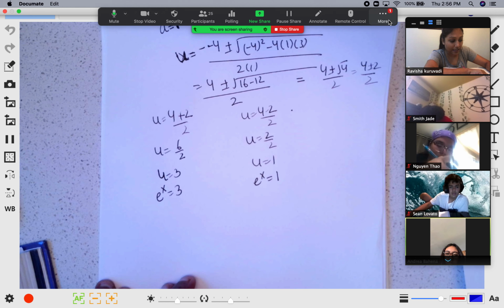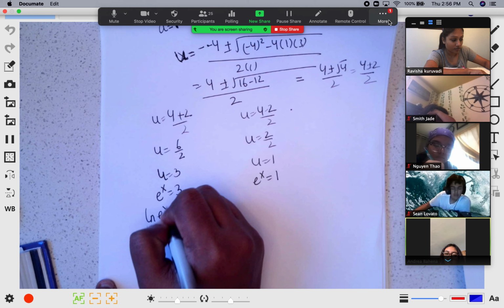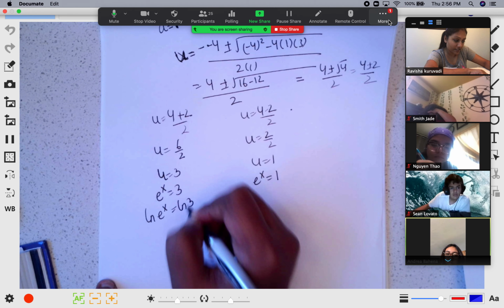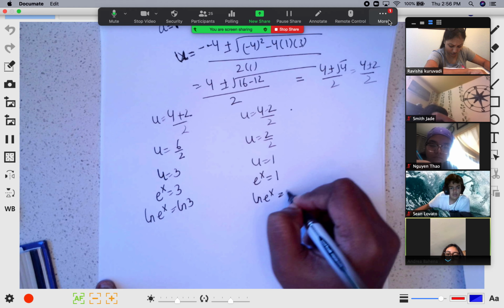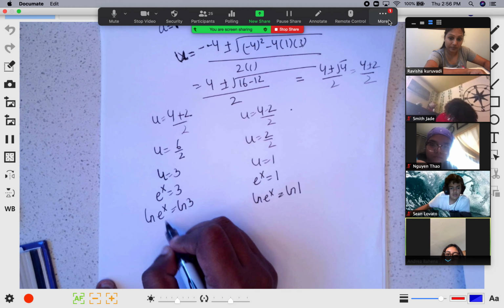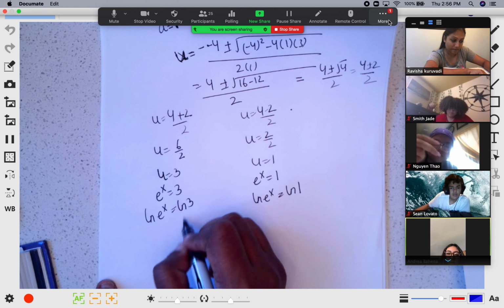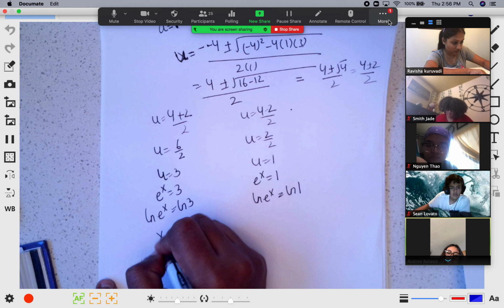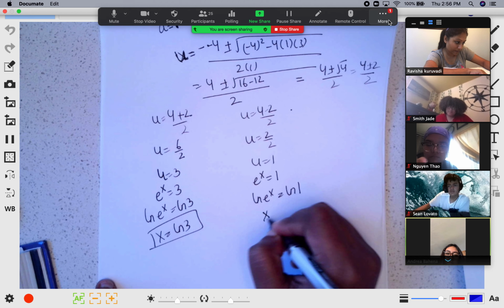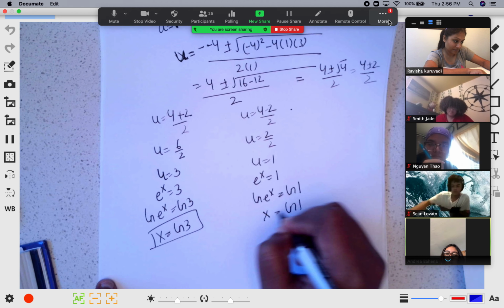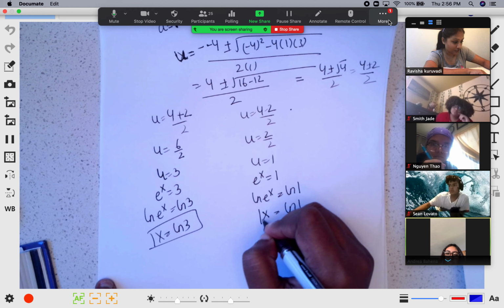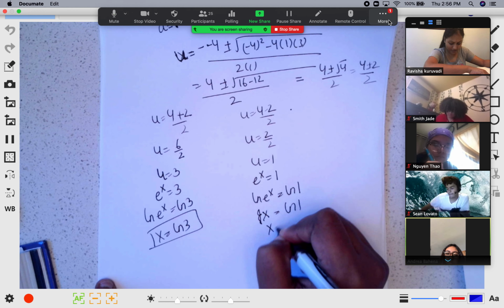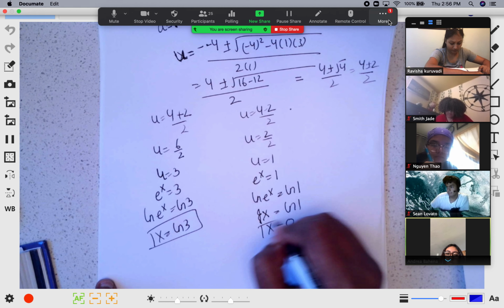Are we using ln? Yes, you're going to take ln on both sides. So it becomes ln e to the power of x is equal to ln 3. Here also ln e to the power of x is equal to ln 1. When you solve, what do you get? x is equal to ln 3. Perfect. And x is equal to ln 1. And what is ln 1? 0. So you get ln 3 and 0 as your answer.